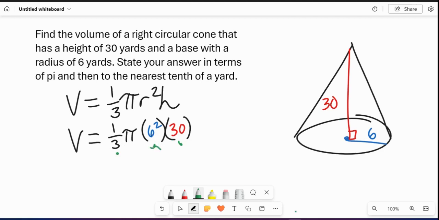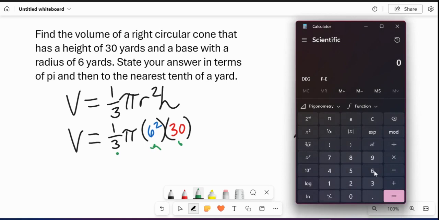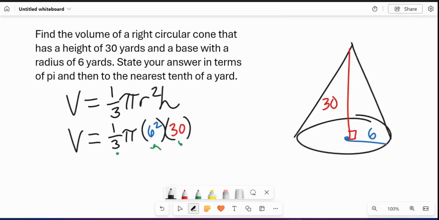So 6 squared, which I know off the top of my head is 36, but we're going to put it in the calculator still. 6 squared times 30. And if you have a fraction button on your calculator, use that. Or you can just multiply it by 1 divided by 3, or just divide it by 3. Times 1 divided by 3 is 360. Ooh, I like that number. So V equals 360. Again, you bring down the pi, when we want to leave it in terms of pi at the very end.